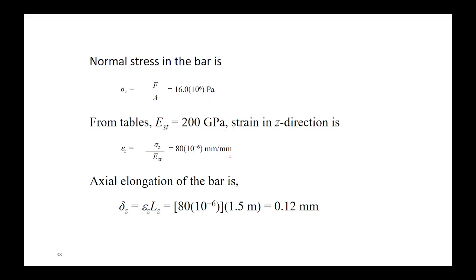How about the elongation? Using the strain expression, the modulus of elasticity for that material is 200 gigapascal. When we substitute the values, we see the strain when the limit is reached, 80 times 10 to the power minus 6 millimeter per millimeter. And the axial elongation, since it is a tension type loading, is 0.12 millimeters.